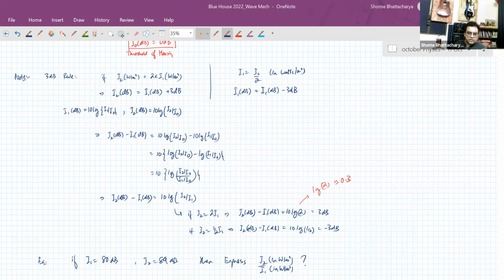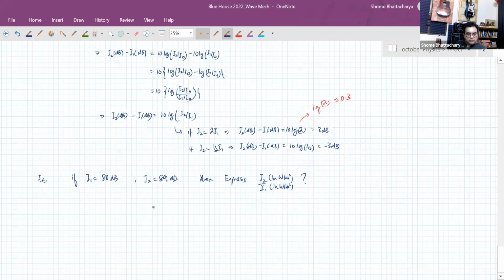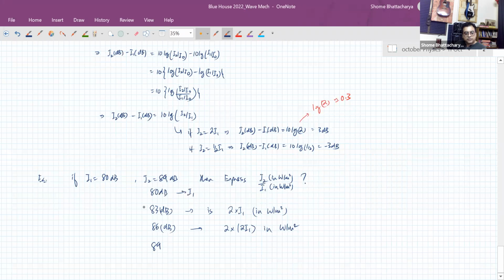Yes, very good. So that answer 8 is correct. So you can just understand it this way that 83 decibels is 2 times I1 in watts per meter square. So 86 decibels, that becomes 2 into 2 times I1 in watt per meter square. So 89 decibels. 80 decibel was I1. So I've done plus 3. So I've doubled it. Then again I've done plus 3. So I've doubled it.